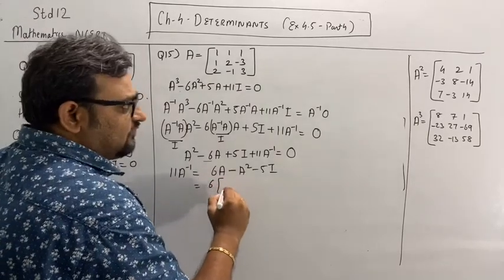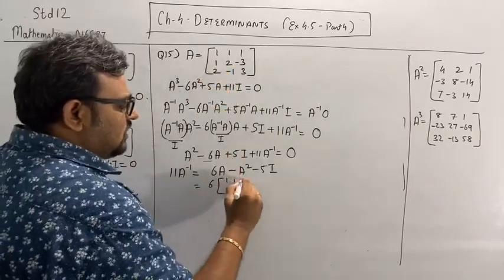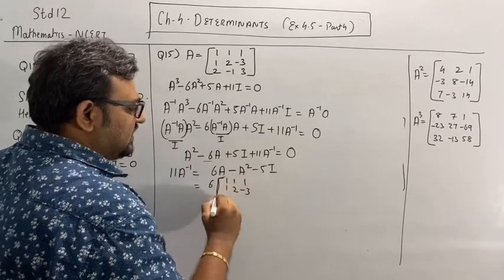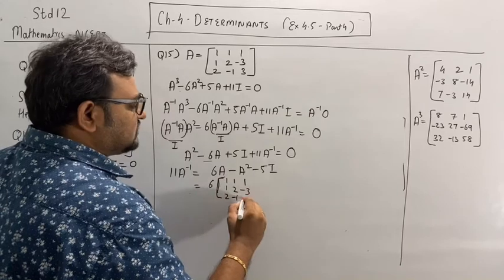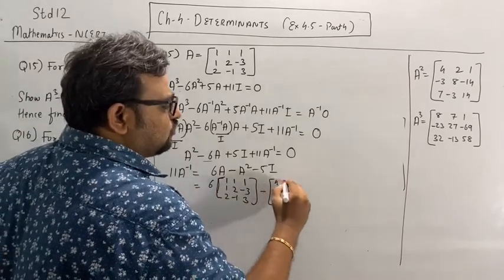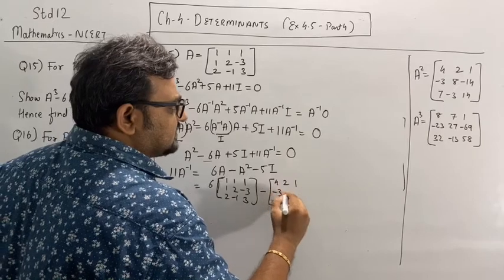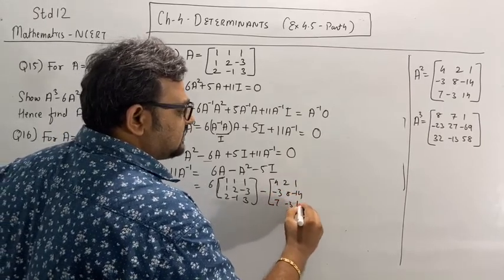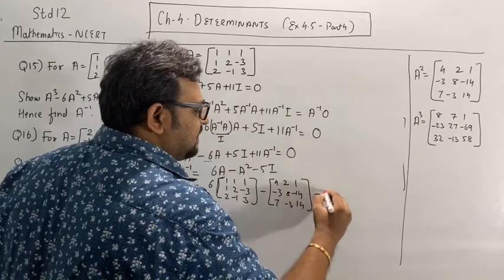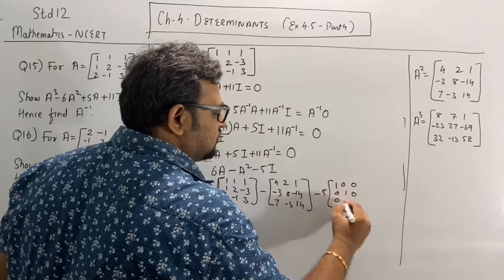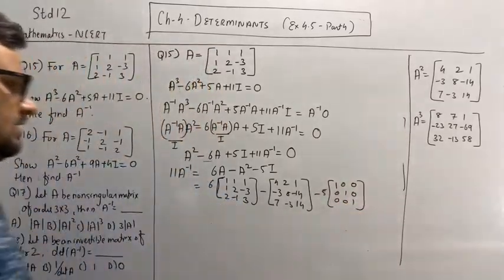What is the value of A? A is 1, 1, 1, 1, 2, minus 3, 2, minus 1, 3. A square is 4, 2, 1, minus 3, 8, minus 14, 7, minus 3, 14. And 5 into the identity matrix 1, 0, 0, 0, 1, 0, 0, 0, 1.